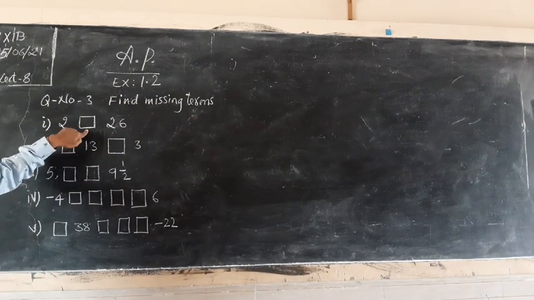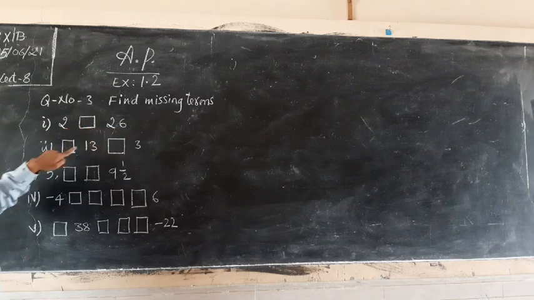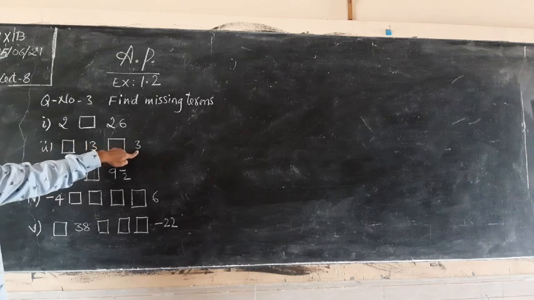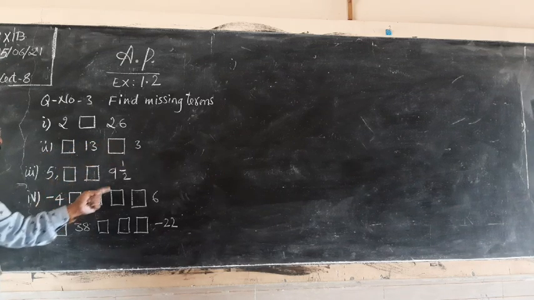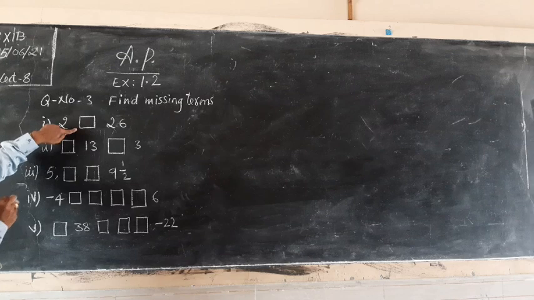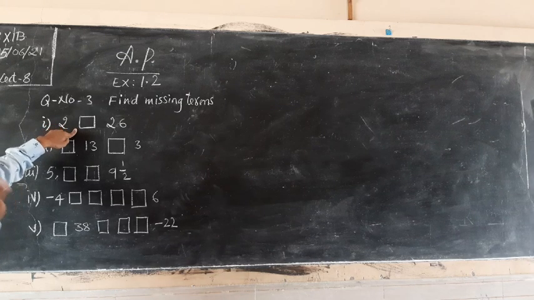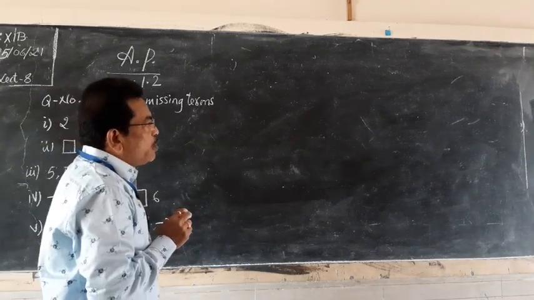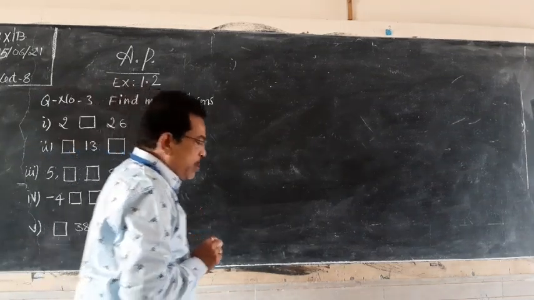See, this box shows the missing term. 2, second term is missing, and 26. First term gap, 30 gap, 3. This box shows the missing terms. See, this is a very interesting type of sums. These are interesting sums, so let us solve one by one. Before that, let us know some important terms.